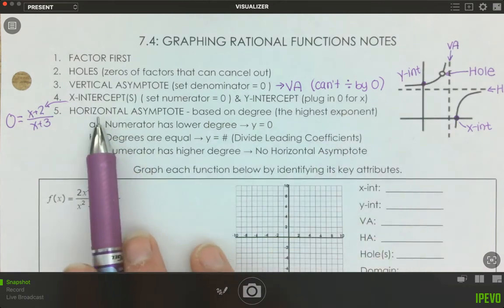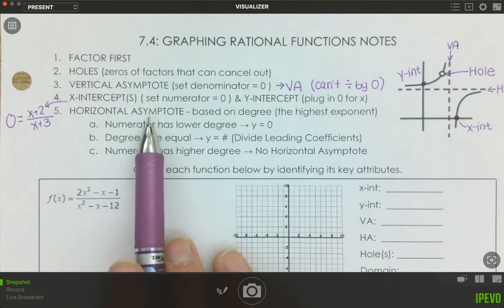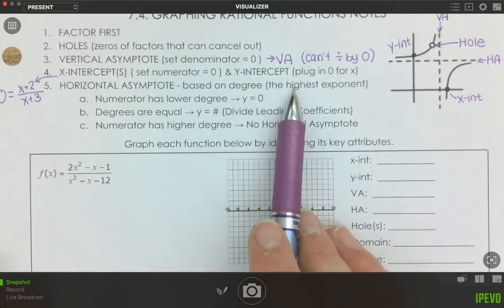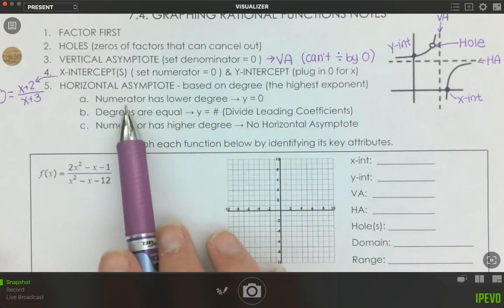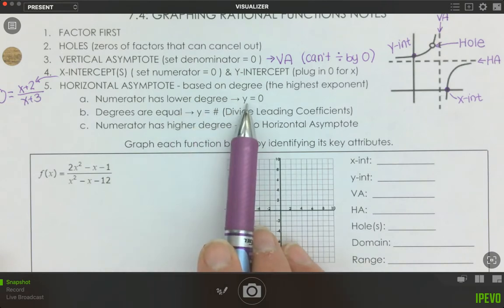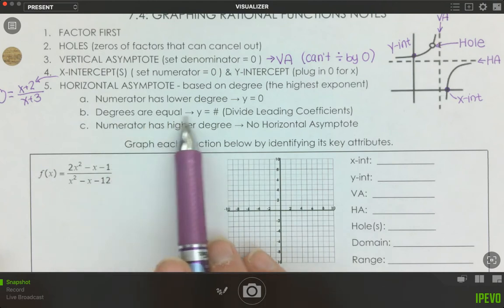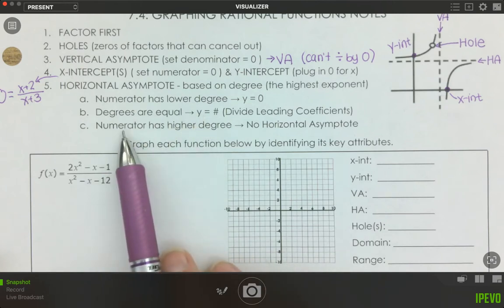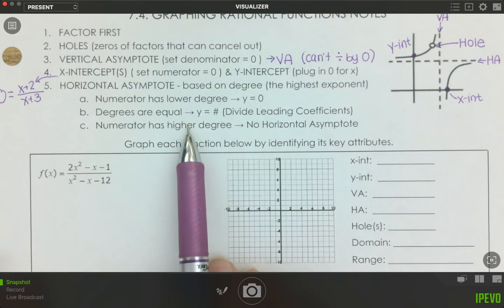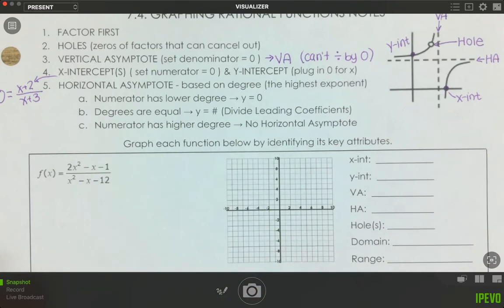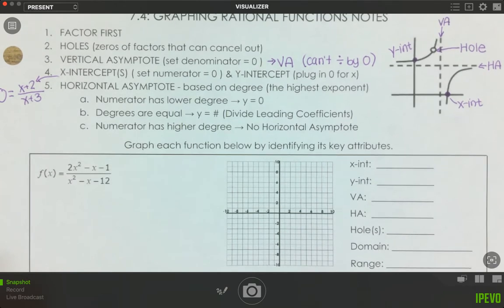And then lastly, there's the horizontal asymptote. I'm going to talk more about this when we get to an actual example, but it is based on the degree, or the highest exponent. If the numerator has a lower degree than the denominator, then it's y equals 0. If the degrees are equal, then you just divide the leading coefficients, and it's y equals that number. And if the numerator has a bigger power or a higher degree, then there's just none. I'll talk to you about all three of those as we go through examples. These all make a little bit more sense once you start seeing them.